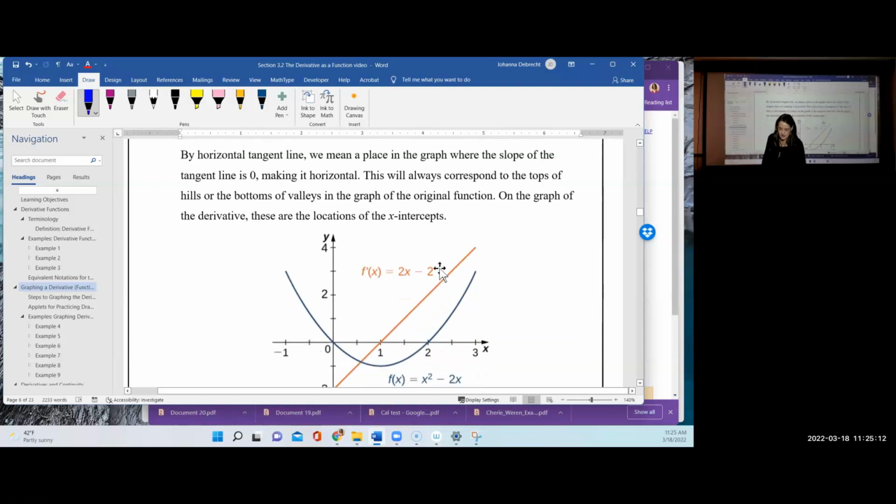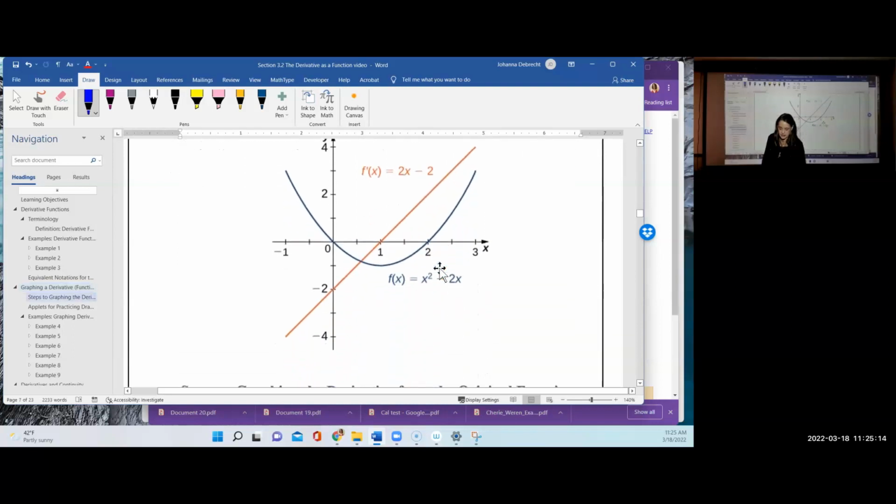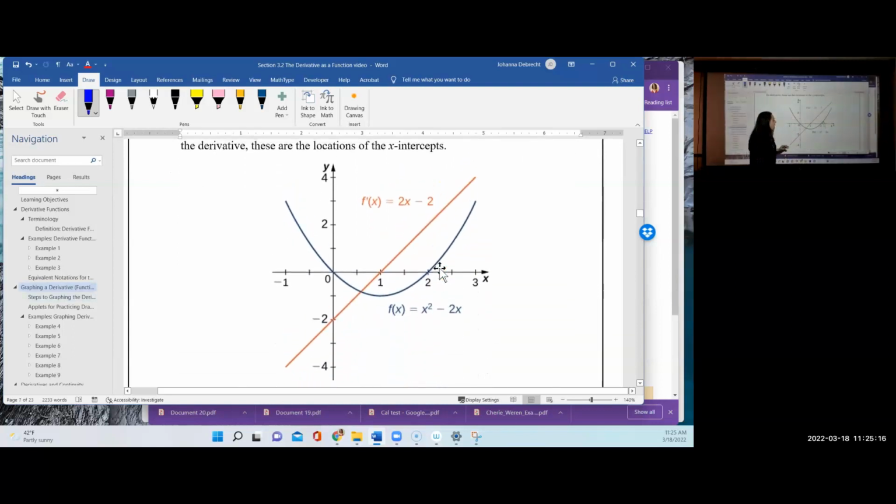This curve is x squared minus 2x. When we look at the graph of x squared minus 2x, which is pictured here in the dark blue, we get a parabola. In fact, we get an upward opening parabola that has 2 x-intercepts and a vertex down here at x equals 1. When we're looking at this particular graph that is a parabola opening up, we want to predict what the graph of the derivative looks like based on this graph.